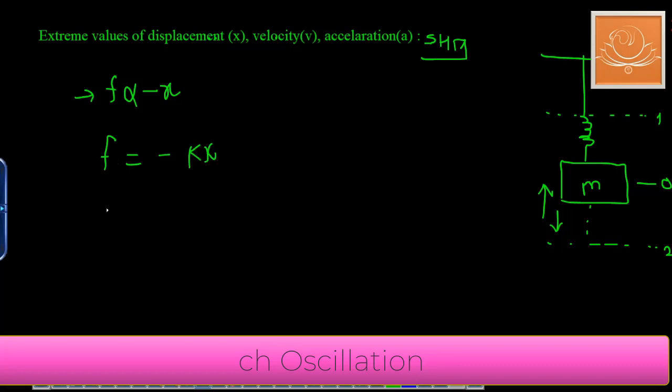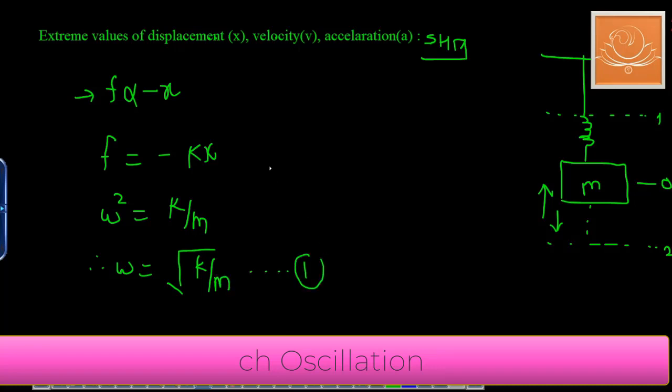In simple harmonic motion, we use the term omega square, which is equal to k by m, or we can write omega equal to under root k by m. We will use this equation in the next article, that is for the equations of period, frequency, etc. Before this, we have to find the values of displacement, velocity and acceleration.